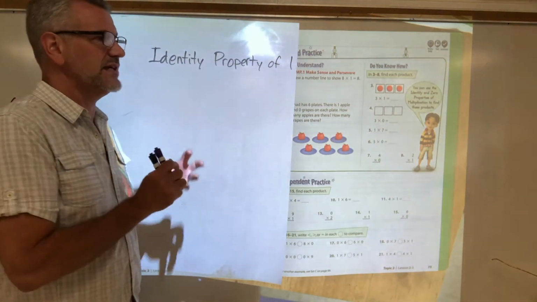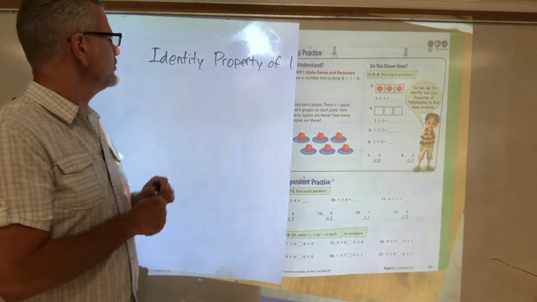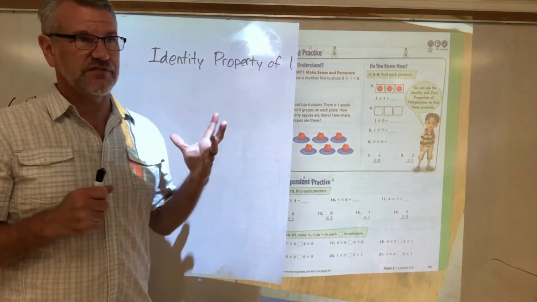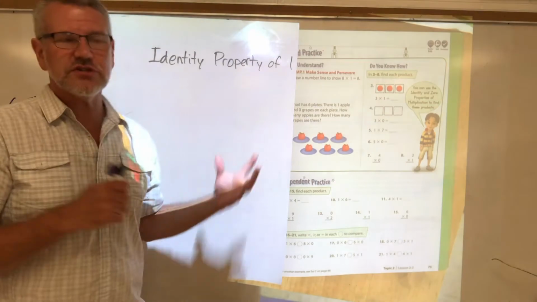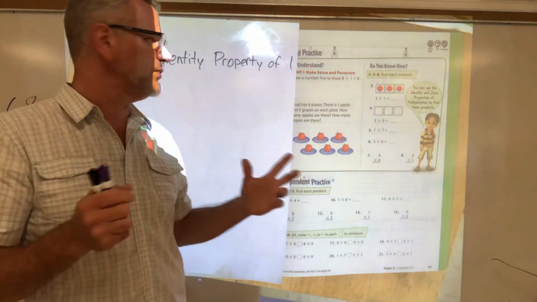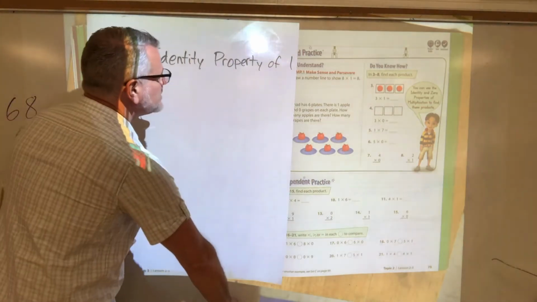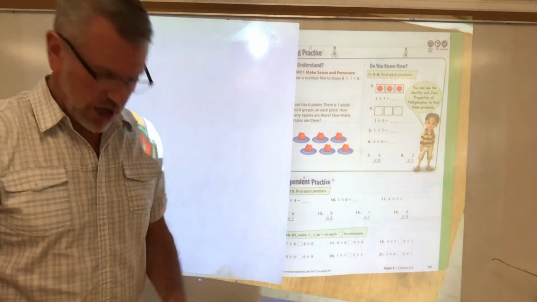Because think of what it means. Multiply means groups of, or joining equal groups. So if you have 1 group of 10, you have 10. If you have 100 times 1, that means you have 100 groups, and there's 1 in each group, so you only have 100. Ones are so easy. But easier than ones is 0.